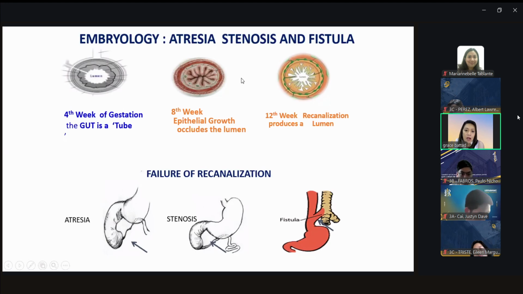Somehow, there may be an arrest or failure of recanalization, you produce an atresia here, meaning there is no passage and your lumen is occluded, or you will just have a narrowing called stenosis. There is atresia, there is stenosis, and an open passage between two hollow organs, which you call your fistula, and all of this would be presented early on in the afterbirth.